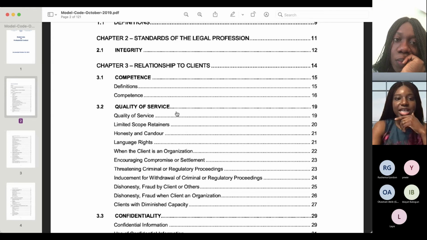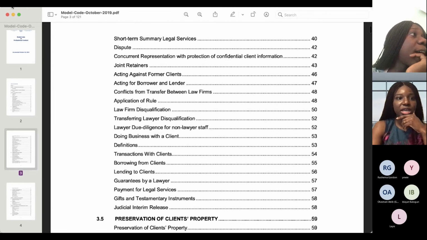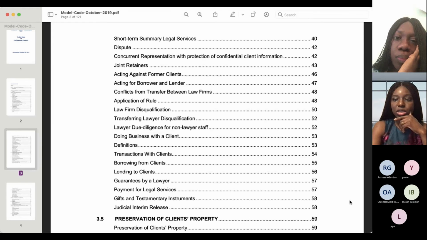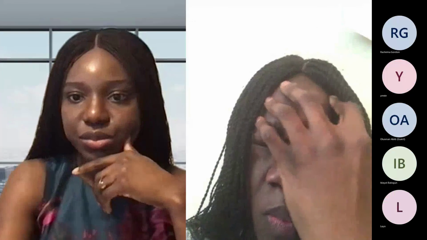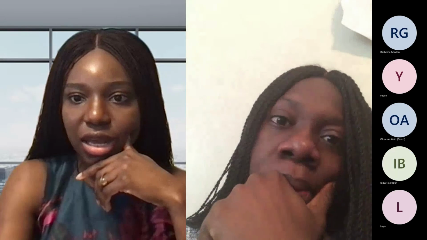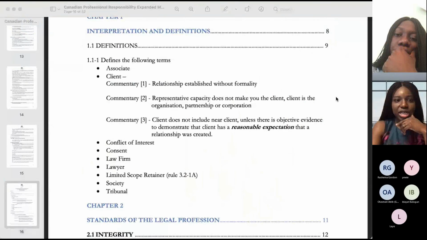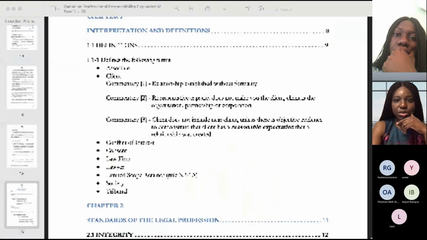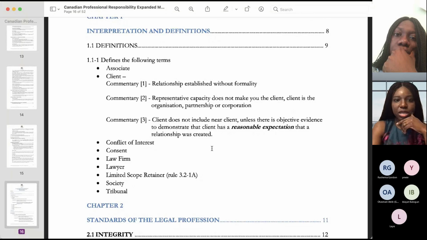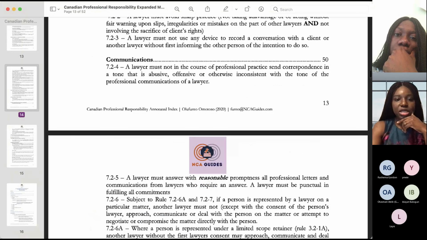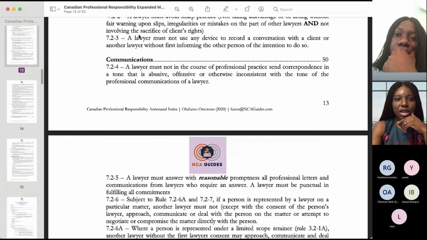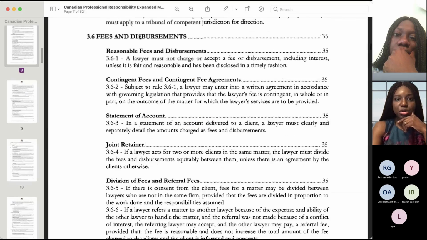So what the NCA Guides did is we created a code. Let me see if I can share that. Do I have it open? We created an index that would help you. Yes, there it is. We created an index that would help you with your exams. So this is the NCA Guides index to the model code.